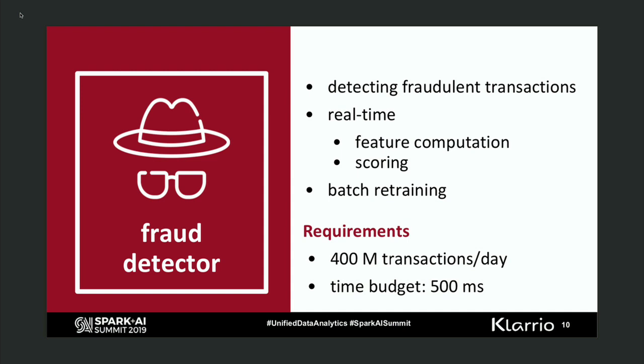So the requirements of an average-sized bank could look something like this. So imagine you have 400 million transactions per day that you need to score, and you get a time budget of around 500 milliseconds to do this. These are most of the time very tight SLAs because you need to be able to process all the transactions that come in a certain time budget. In this case, that's 500 milliseconds.